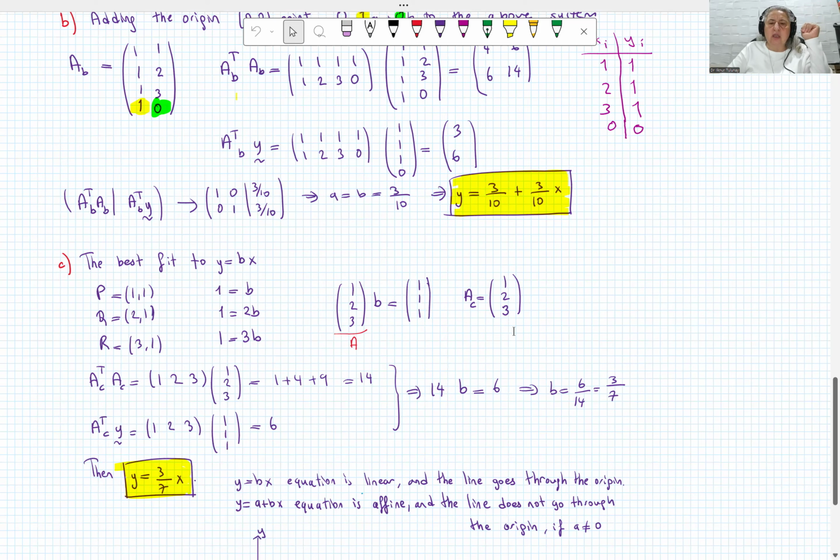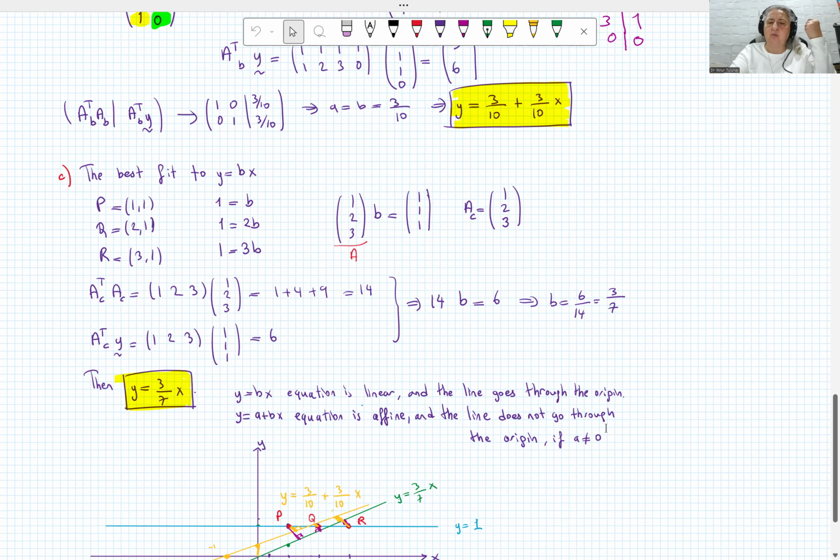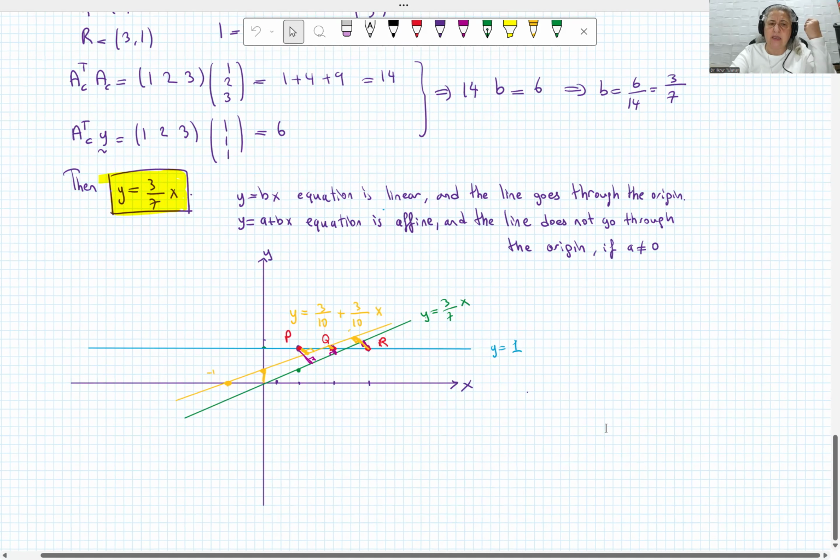Exactly the same logic: we take the transpose of it and multiply everything in the equation. The transpose of this times itself gives you only one number, which is 14. The transpose of 1, 2, 3 multiplied with 1, 1, 1 gives you one number, 6. 14b is equal to 6, which implies that b is equal to 3 over 7. So y is equal to 3 over 7 x. That is the equation. So we have 3 line equations, and we have some points in the two-dimensional space.